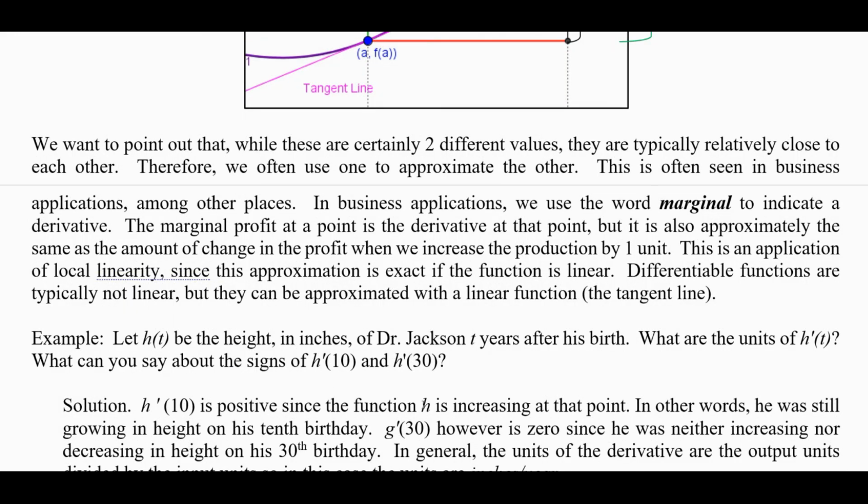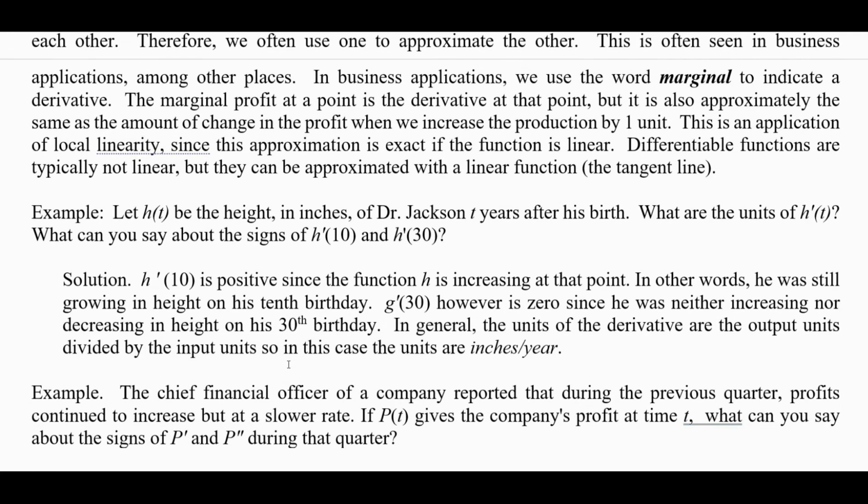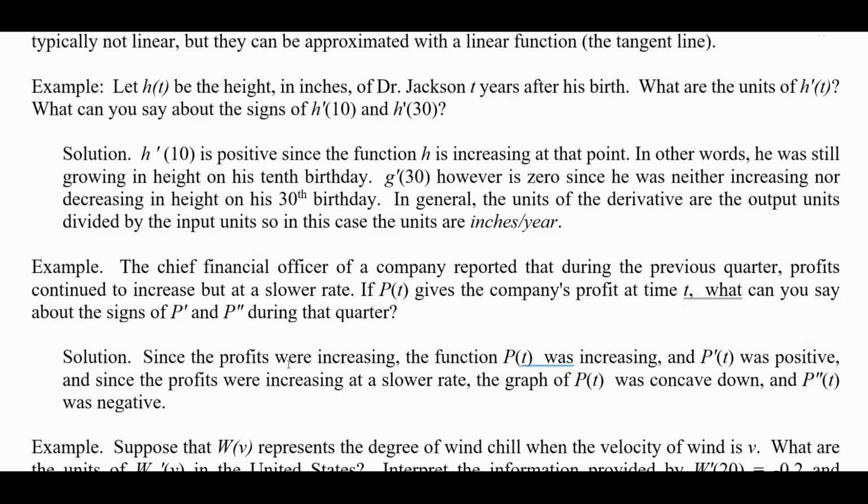But it's also approximately the same as the amount of change in the profit when we increase the production by 1 unit. In other words, increase the input by 1 unit, and it's how much the output goes up or down, positive or negative. This is an application of the local linearity idea, since the approximation would be exact if the function was exactly linear. And remember, differentiable functions are not usually linear, but they're usually approximated well by the linear function, the tangent line, if delta x is small, and delta x of 1 is relatively small. So let's see how we can put that to work in a few examples.